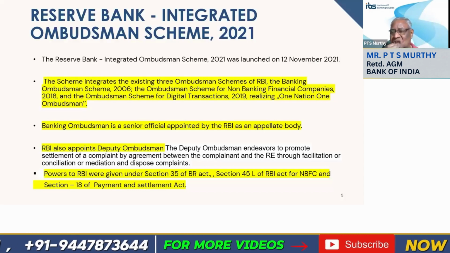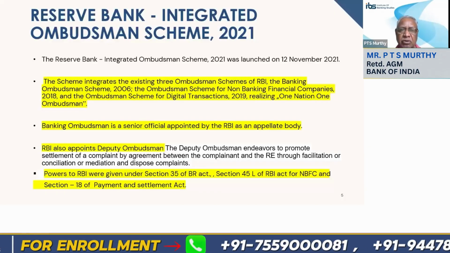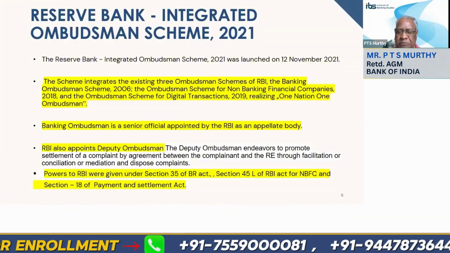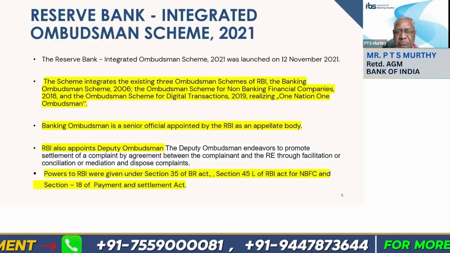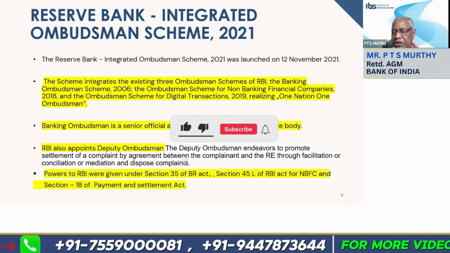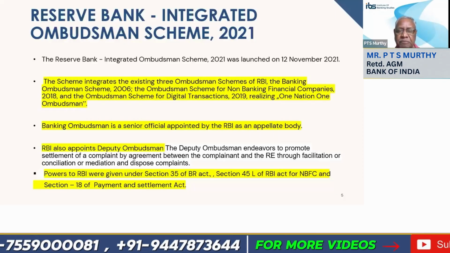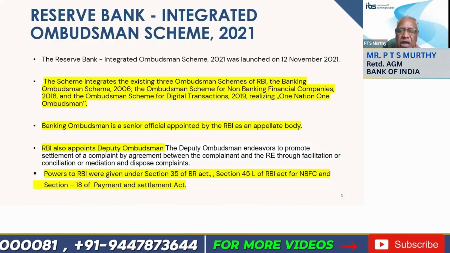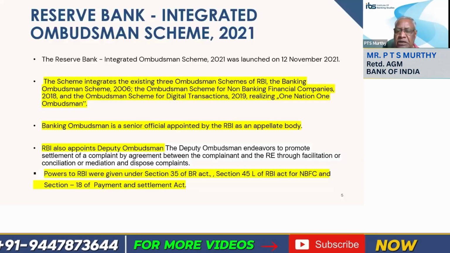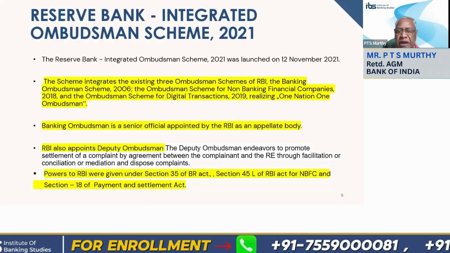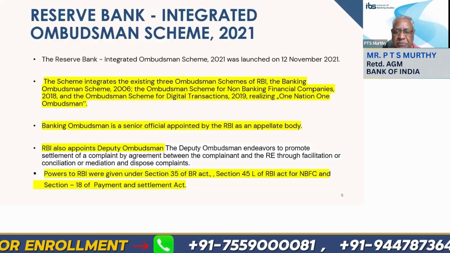Now, the Reserve Bank of India has been given powers under the Banking Regulation Act, Section 35, to appoint an integrated ombudsman. Similarly, under Section 45L of the RBI Act, the Reserve Bank of India has powers to appoint an integrated ombudsman for NBFCs. Under Section 18 of the Payment and Settlement Act, the Reserve Bank of India has been appointed as the authority to appoint the integrated ombudsman. Kindly look at all those three important sections: 35 of the BR Act, 45L of the RBI Act for NBFCs, and Section 18 of the Payment and Settlement Act for payment settlement regulators.